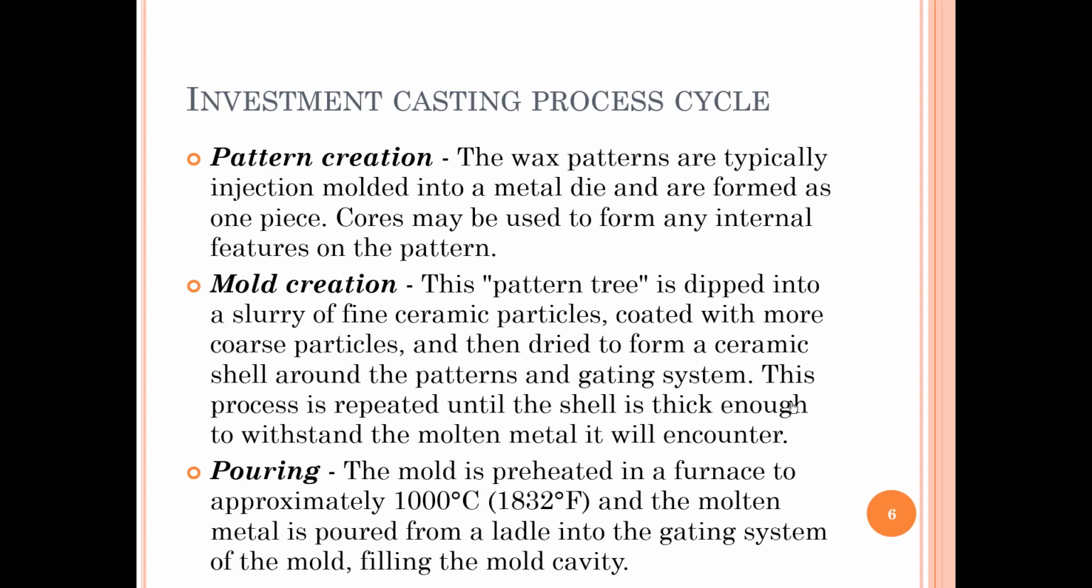Mold creation. This pattern tree is dipped into slurry of fine ceramic particles, coated with more coarse particles, and then dried to form a ceramic shell around the pattern and gating system. This process is repeated until the shell is thick enough to withstand the molten metal. Pouring. The mold is preheated in the furnace to approximately 1000 degrees Celsius and the molten metal is poured from the ladle into the gating system to fill the mold cavity.